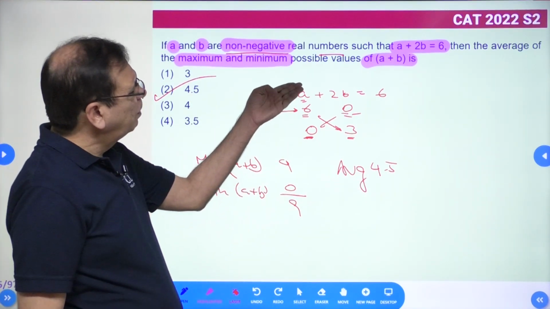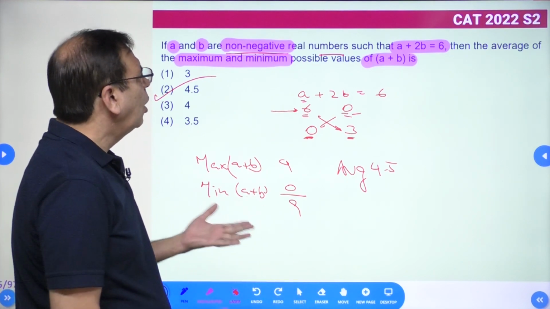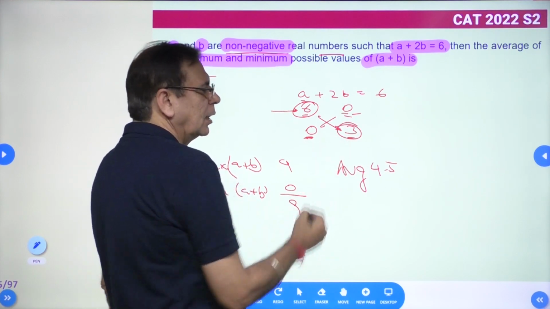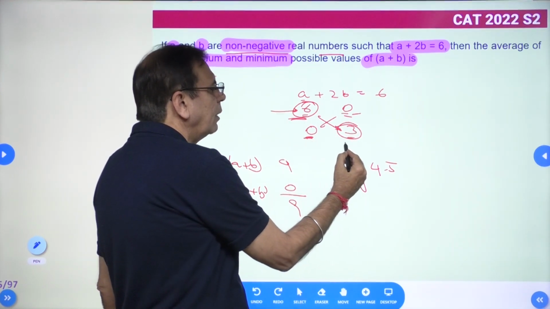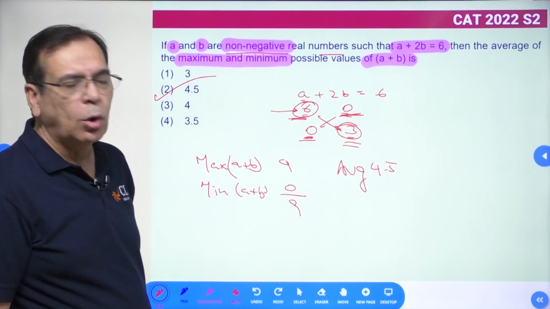In this question, people waste time writing all the possible values of A and B. No, not required. All you need to do is find the maximum value of A and maximum value of B. But when you find the maximum value of A or B, you are getting the minimum value of the other one also.